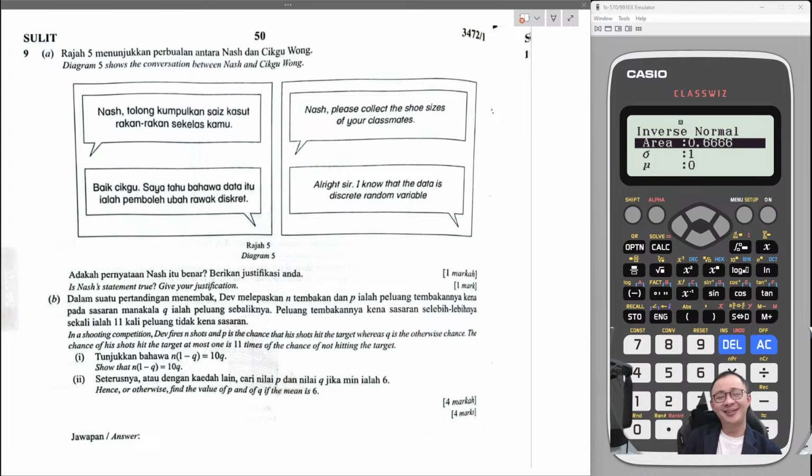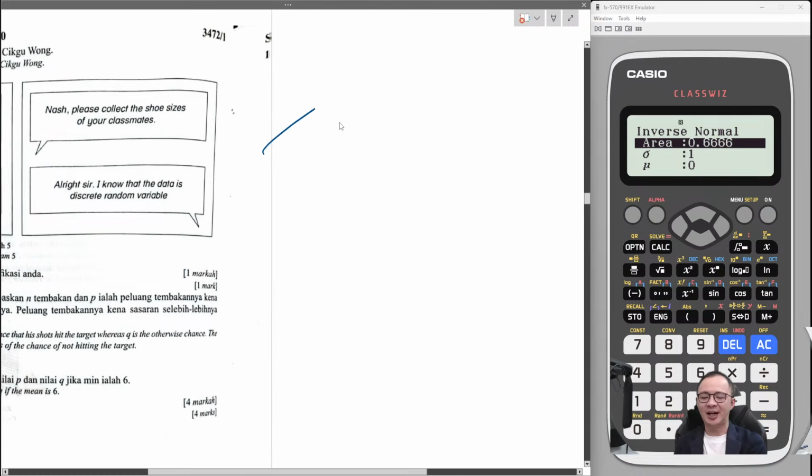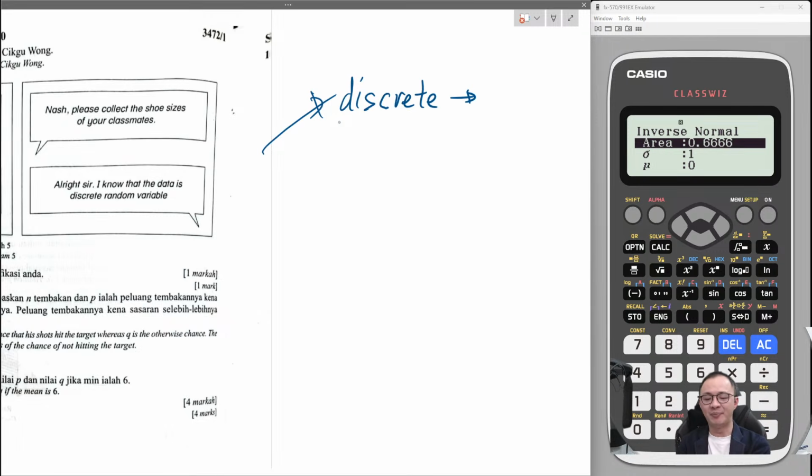Alright, this question is a bit tricky, because even today if you go to Google, a lot of people are still asking about this question: is shoe size a discrete random variable or a continuous random variable? Because last time, I always told my students that for discrete, it must be a whole number or integer.